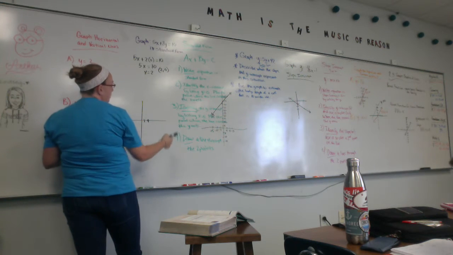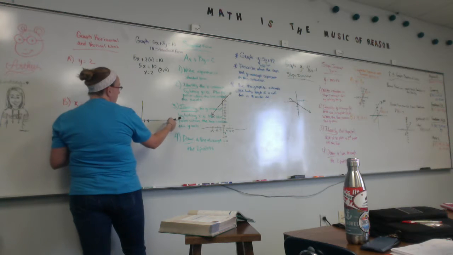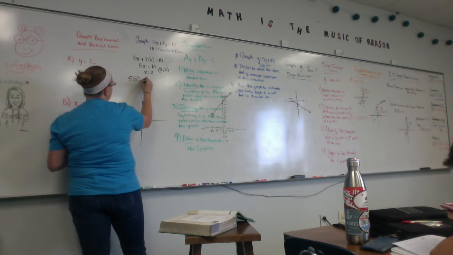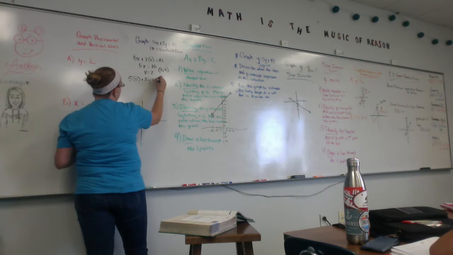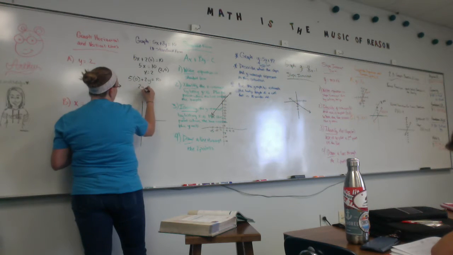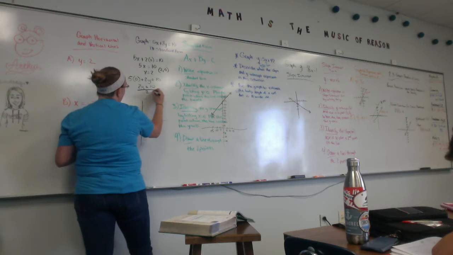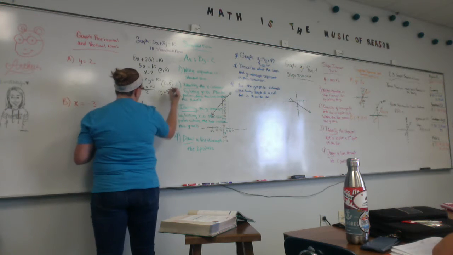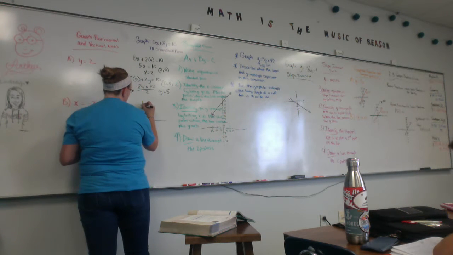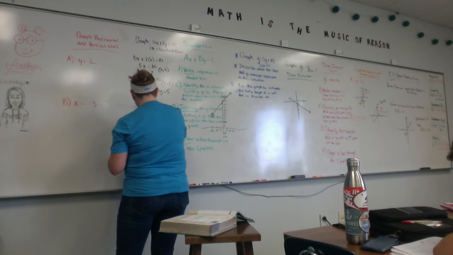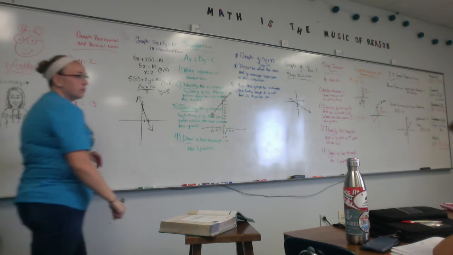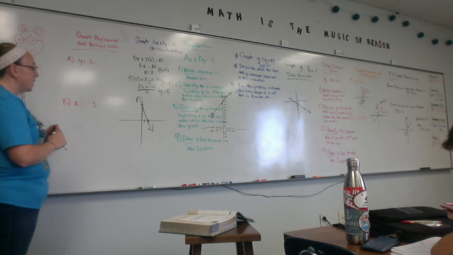Now, I have to identify the y-intercept by letting x equal 0. So 5 times 0 plus 2y equals 10. So then 2y equals 10, and y would equal 5. So my point is (0, 5). There's that. Now I connect my line. Boom. Done. Okay, can we do that?